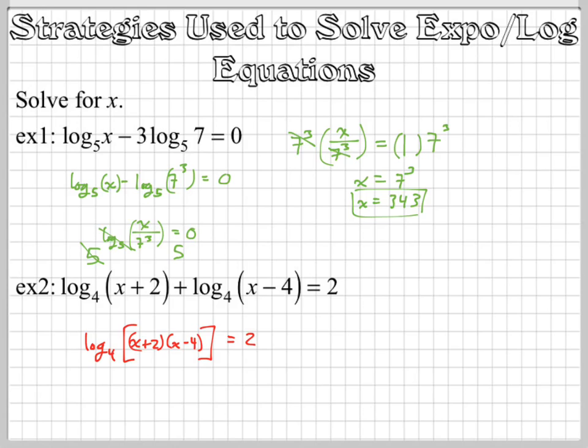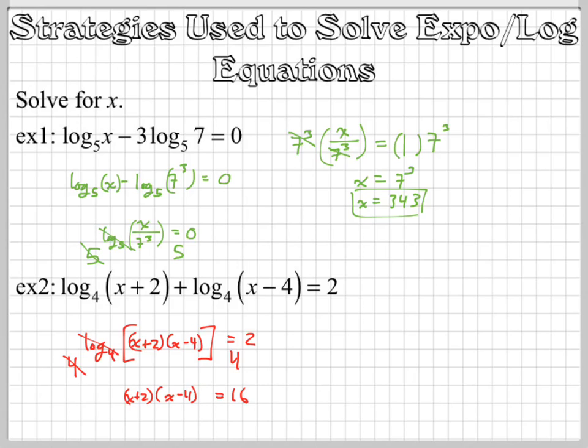Now how do we get rid of this logarithm so we can finally solve our problem? Raise it to the base of 4. So we raise it to the base 4, peace out. And then we raise this side to the base 4. So what does the right side equal? 16. The left side equals x plus 2 and x minus 4.